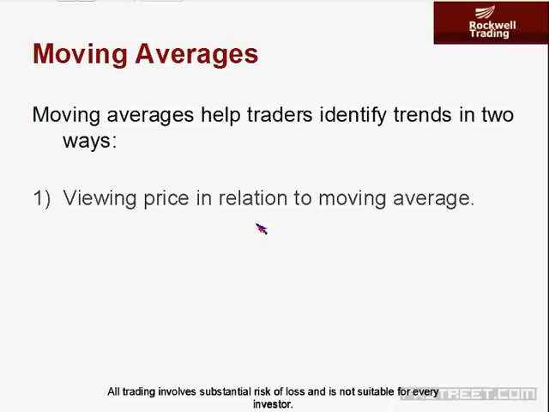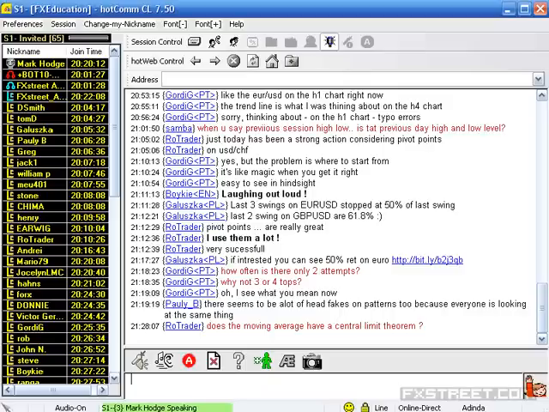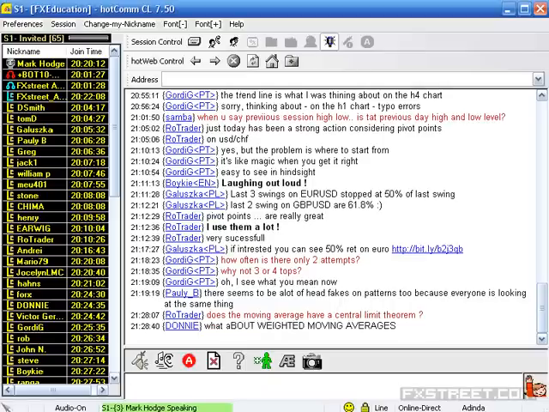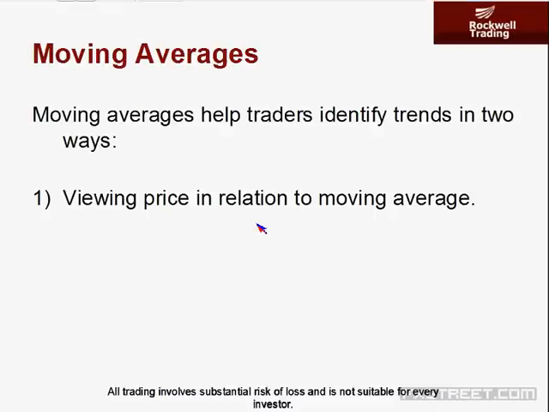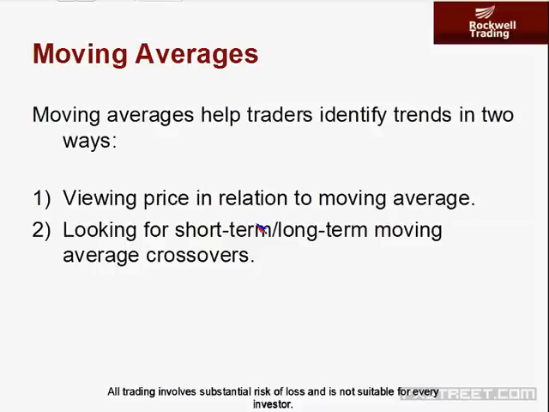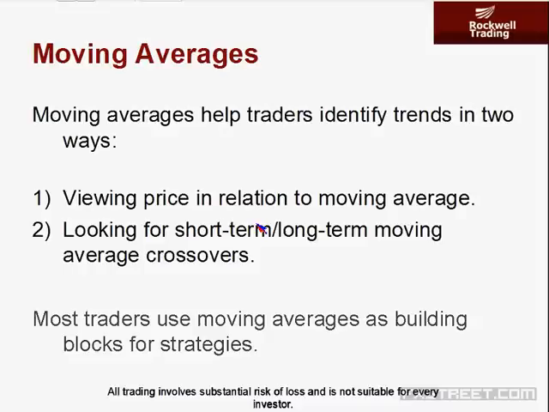Moving averages help traders identify trends in two ways. One, by viewing price in relation to the moving average. Some traders will just use the moving average to help see how price is relating to the actual average of that market. Where if the price is above that moving average, then they might be bullish and might look to use strategies that identify uptrends, or if we're below that moving average, we might be bearish. And others will look for short-term, long-term moving average crossovers, combining two moving averages to identify opportunities.